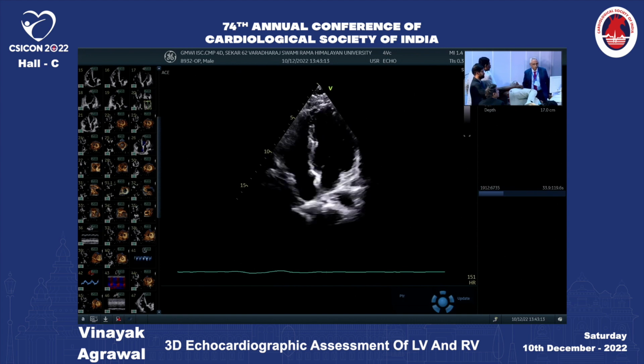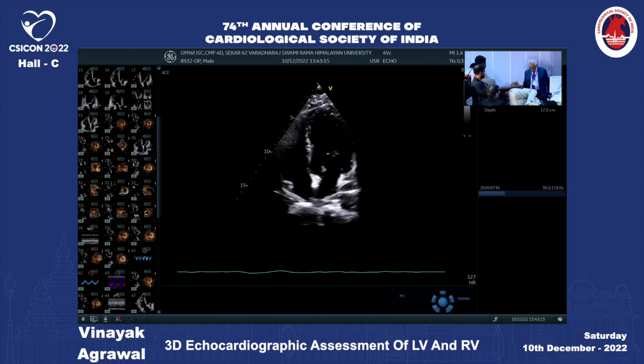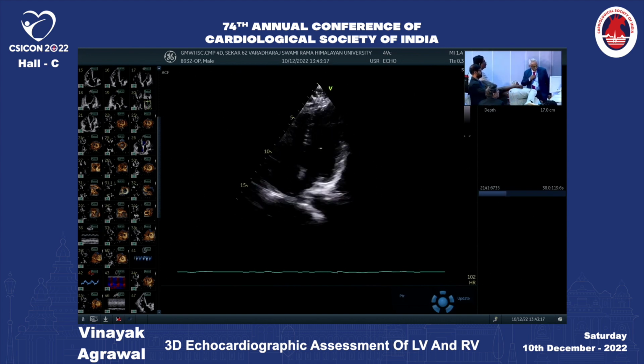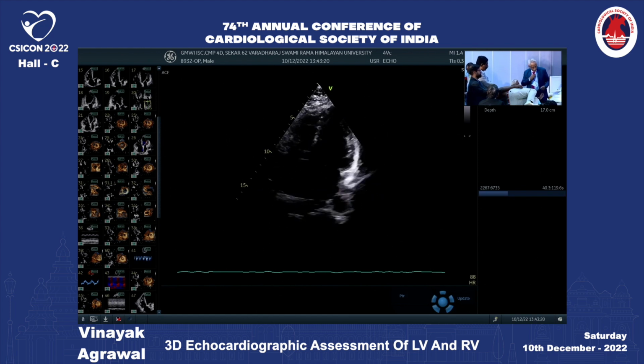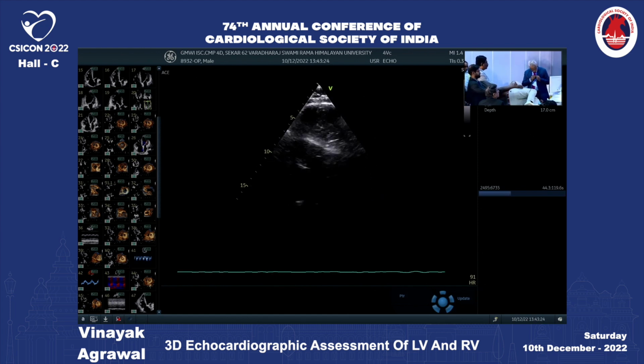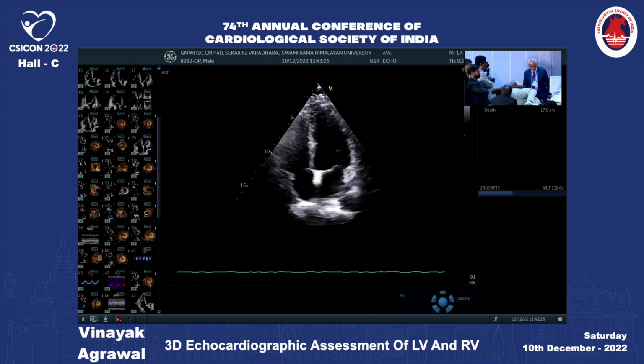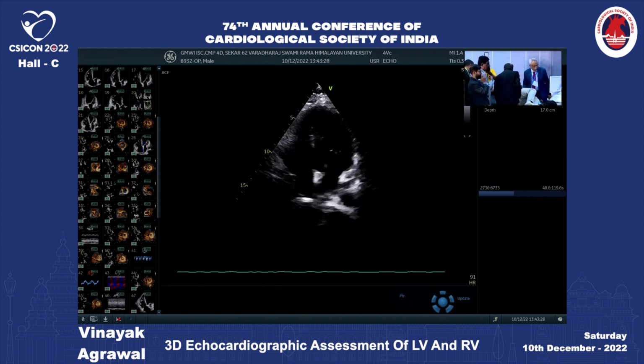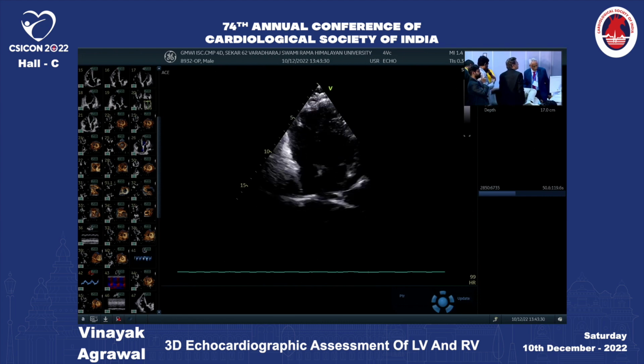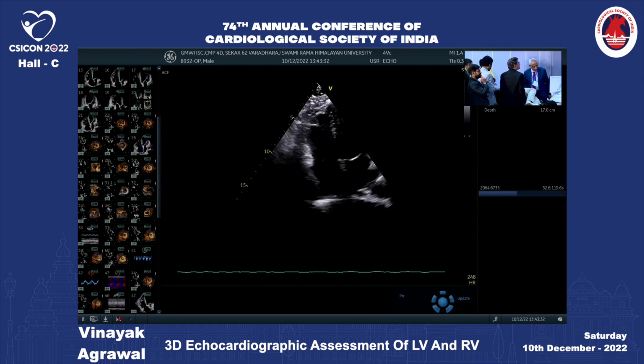So this is the classical apical four-chamber view. You go medially, you get the RV focused view. This is the old method. Now what you do is go laterally, then tilt it medially. Between these two views, going medially and laterally, what will be the difference?